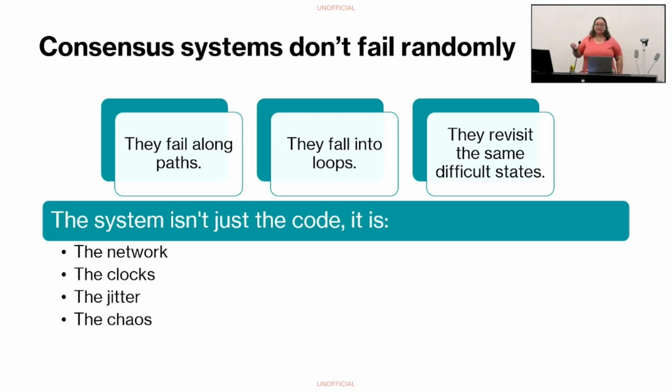The system isn't just the code, it's the network, it's the clocks, it's the jitter, it's the chaos. One packet arrives 3 milliseconds late. Another server restarts mid-election. A timeout fires just a tiny bit too early, and suddenly the system forks, stalls, or elects a different leader. This isn't randomness, this is chaos. Deterministic rules colliding with unpredictable outcomes. But we don't eliminate chaos, we design around it.